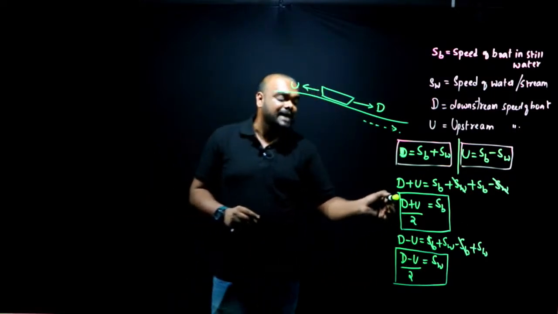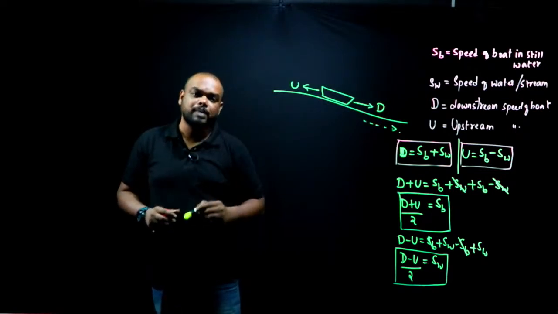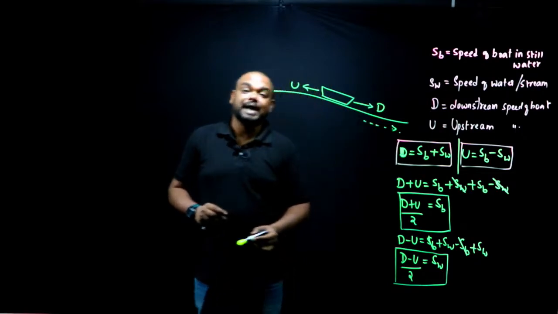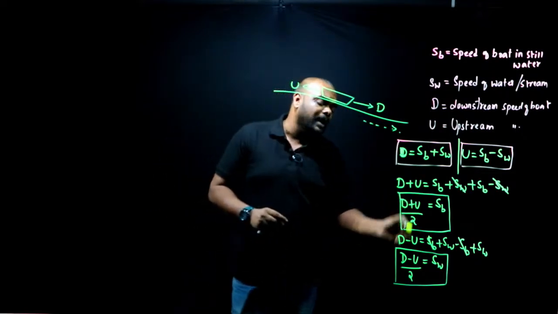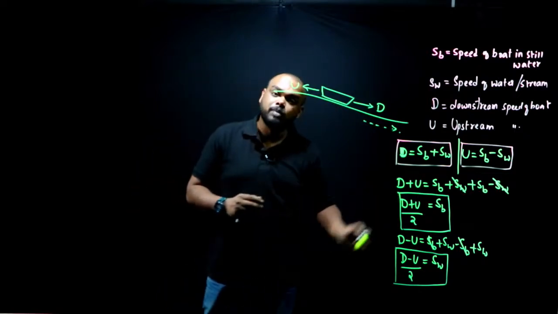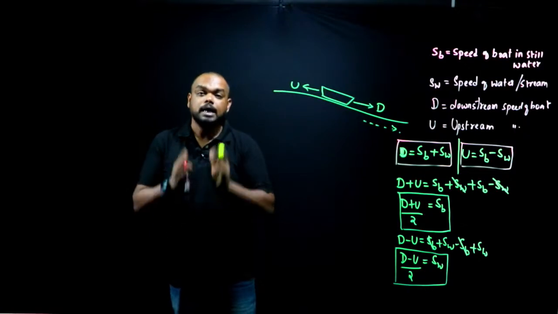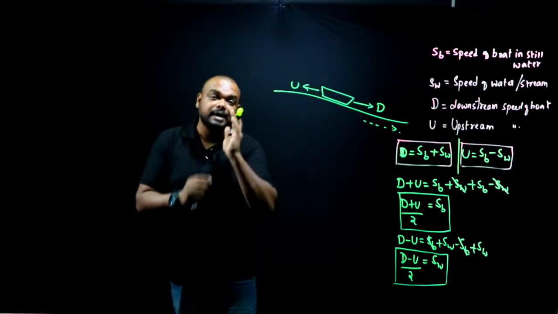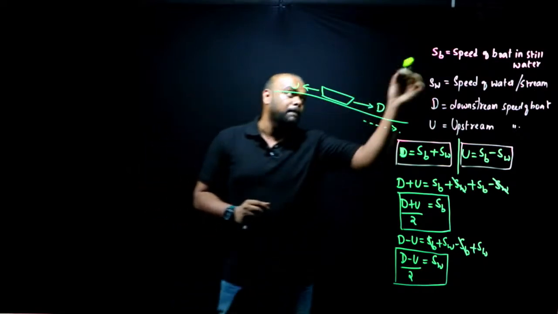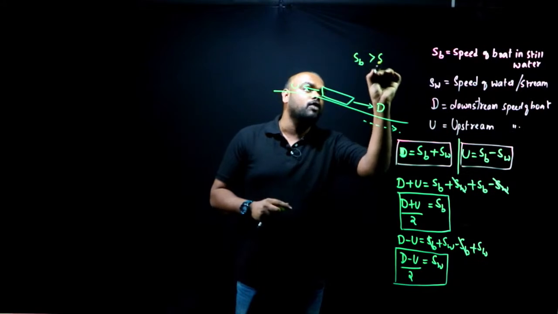Now here there will be a slight confusion. People will remember one is D plus U by 2, other one is D minus U by 2. But which one will be D plus U by 2, which one will be D minus U by 2? Understand? Among D plus U by 2 and D minus U by 2, which value will be greater? Obviously, D plus U by 2 will be greater. Remember, speed of boat in still water must always be greater than speed of water.